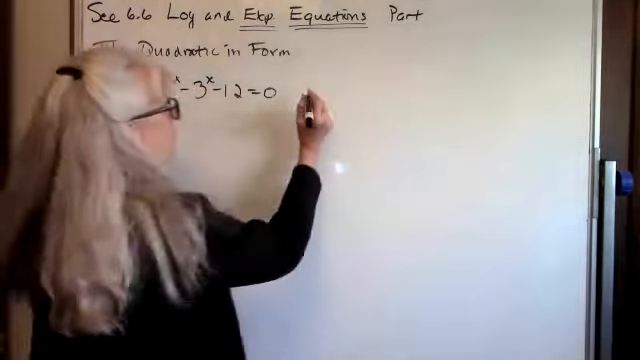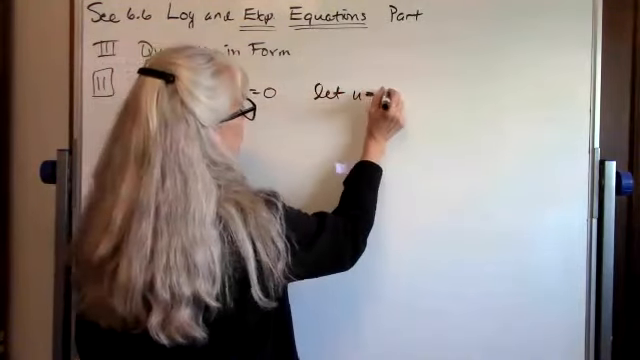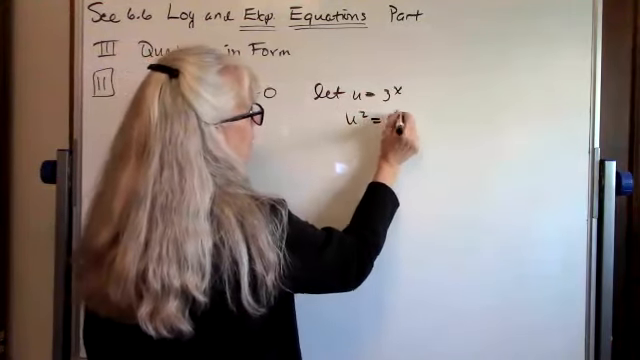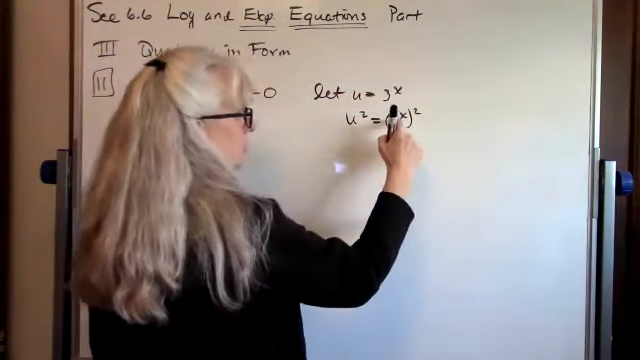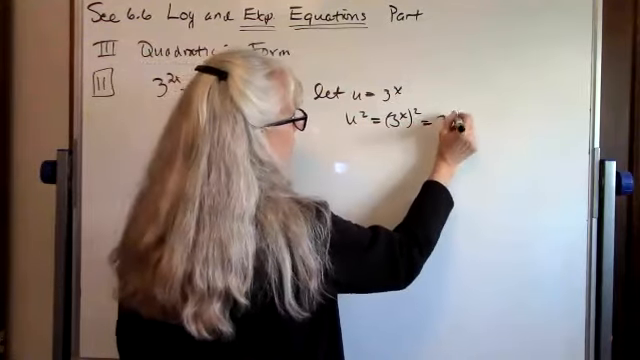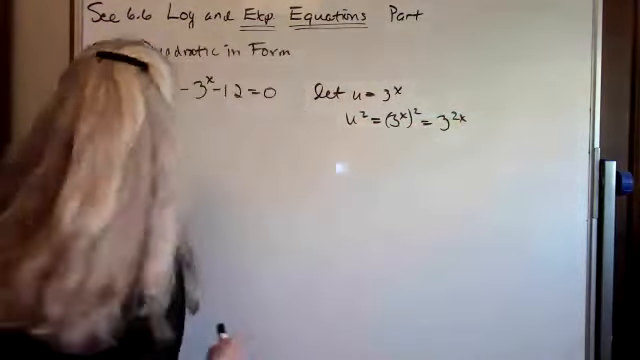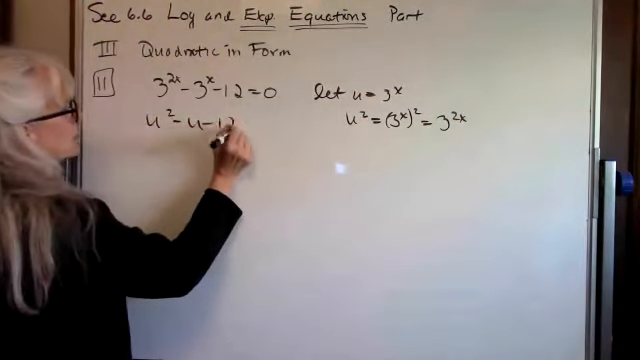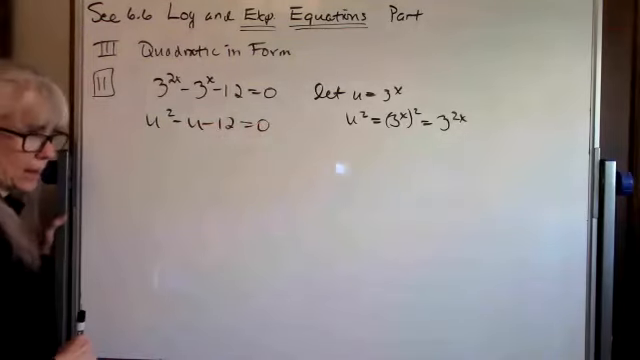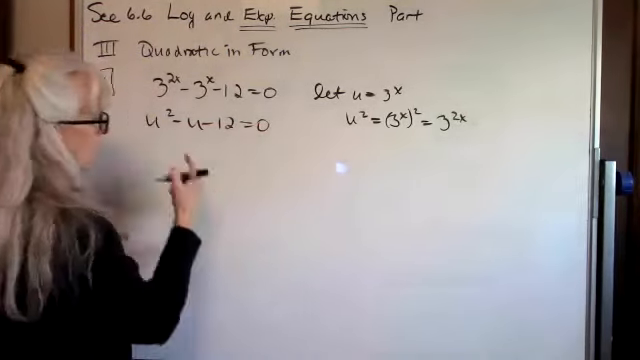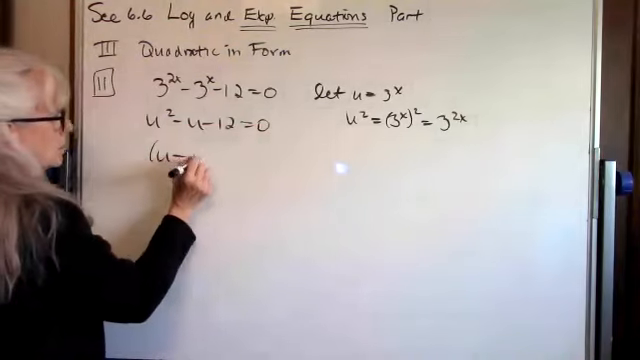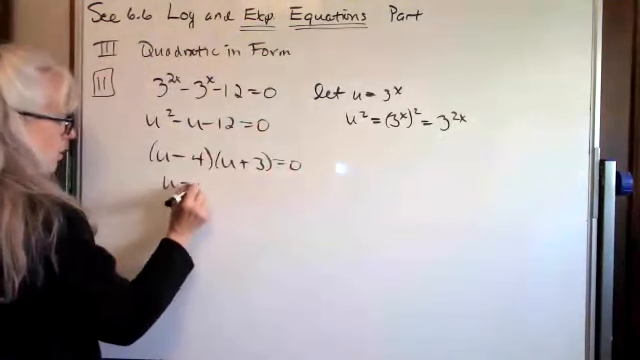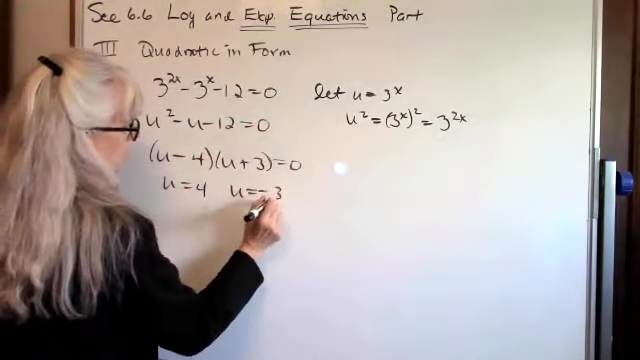We're going to let u equal 3 to the x. If I square both sides of that, I get 3 to the x squared, and when you raise a power to a power, you multiply, so that becomes 3 to the 2x. So we substitute in: u squared minus u minus 12 is equal to 0. Now we have a quadratic, and if it factors, great. If not, take it to the quadratic formula. But this one factors into u minus 4 and u plus 3, so u equals 4 and u equals negative 3.